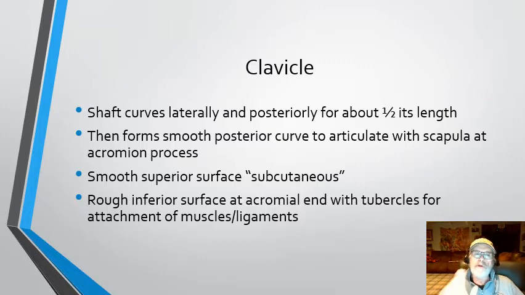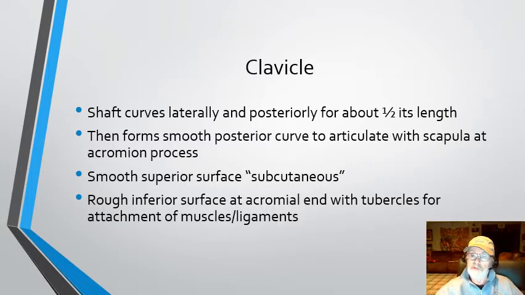Anyway, so we know that that shaft curves laterally and posteriorly, and then when it gets into the middle portion, it actually starts to go posteriorly and laterally, okay? At that point, it started to change from a pyramidal or round type of bone to becoming flatter and flatter until it finally gets to the area of the acromion out here. And you'll be able to feel that as well, where it becomes very flat, okay?